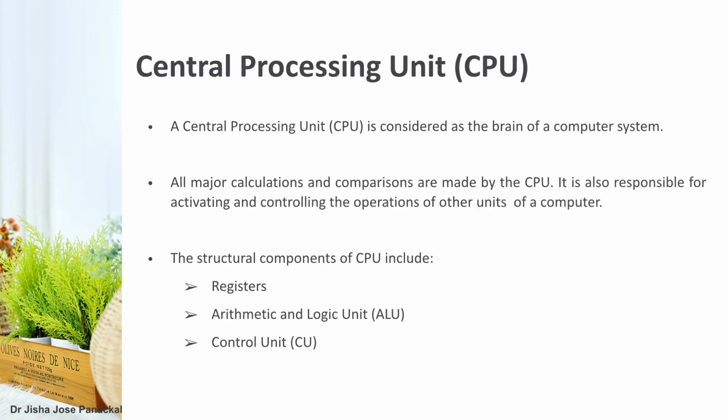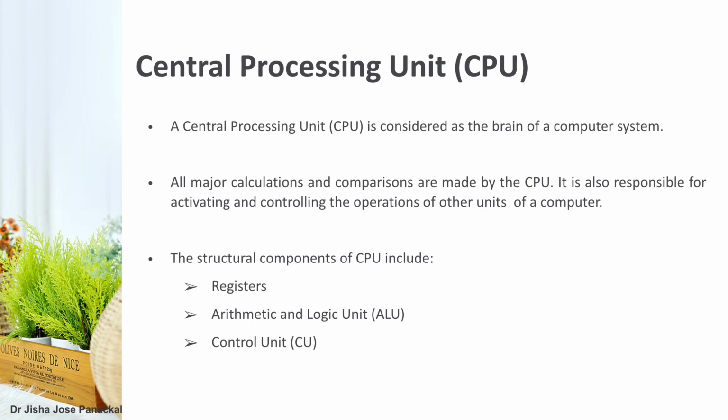Now we are going to discuss the major or the most important component of a computer, that is known as the Central Processing Unit, abbreviated as CPU. It is considered the brain of a computer system. All major calculations and comparisons are made by the CPU. It is also responsible for activating and controlling the operations of other units of a computer. So, the CPU is the major component, and it is also known as the processor inside a computer.